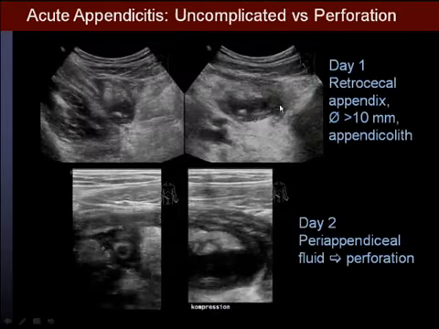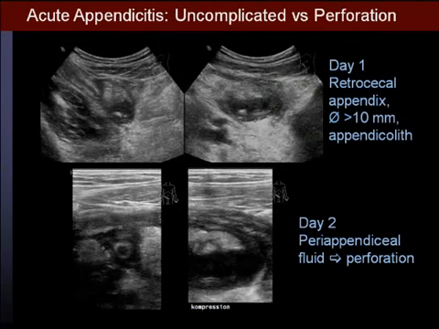Now, an example of a patient with acute appendicitis. The diagnosis was made on day 1. A retrocecal located appendix, diameter more than 10 millimeters, and you can also recognize an appendicolith. But somehow the patient was not operated on that day, and the pain increased during the night. The next day, we could recognize only periappendiceal fluid, and the appendicolith was no longer visible, so this periappendiceal fluid was an indication of perforation.